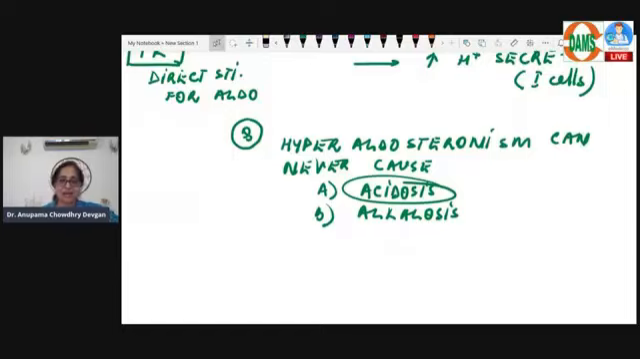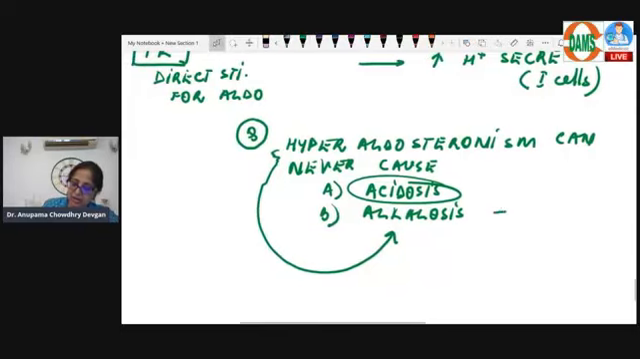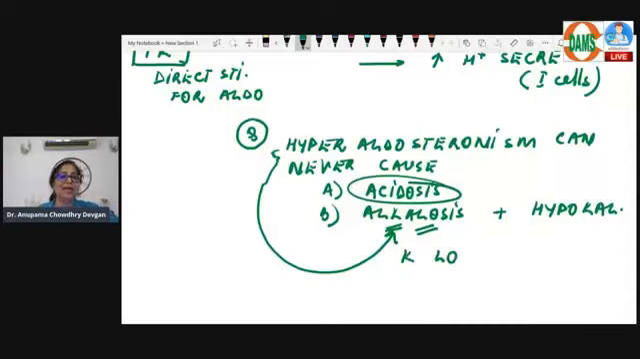It cannot cause it, because what is the action of aldosterone? Aldosterone will increase the urinary loss of H+. So acidosis is not a possibility. In fact, hyperaldosteronism will cause alkalosis plus a hypokalemia. Remember, alkalosis has K-lo. That means hypokalemia. Why hypokalemia? It increases the secretion of potassium. So this is as far as your aldosterone is concerned.